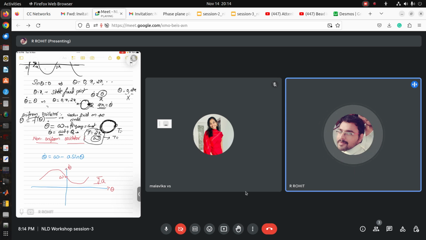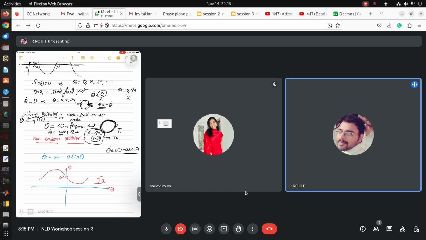In actual scenarios, you don't actually observe uniform oscillators. We observe something like a non-uniform oscillator. That is, theta dot equal to omega will be present, but with that you will have some additional terms that reduce the oscillations, or which will eventually damp the oscillations to a steady state. So in order to mimic all this, we add an additional term, minus a sin theta. We will see how this shows the dynamics of the system.